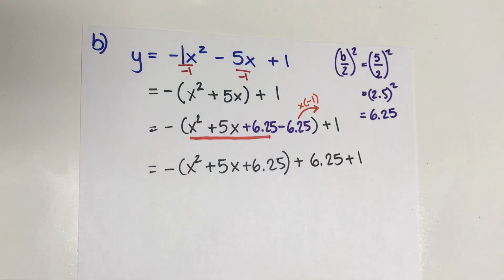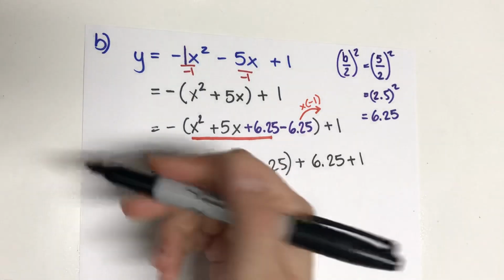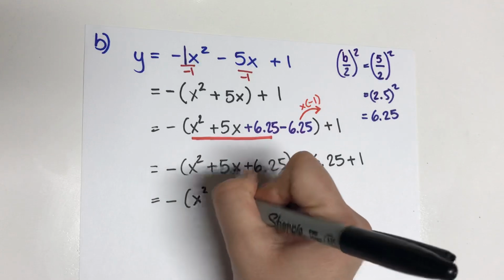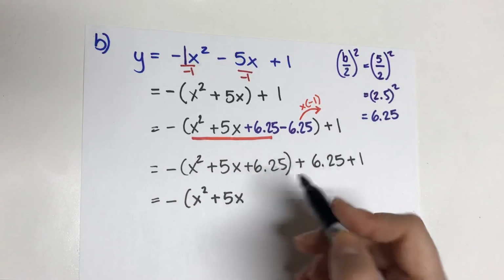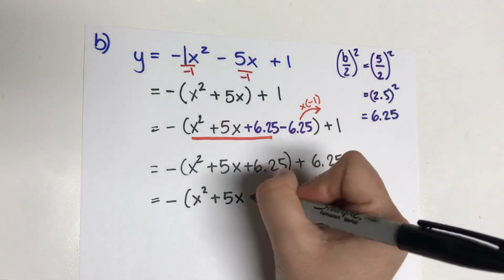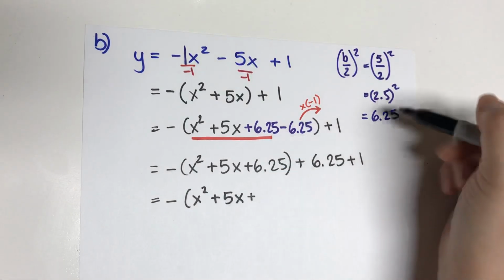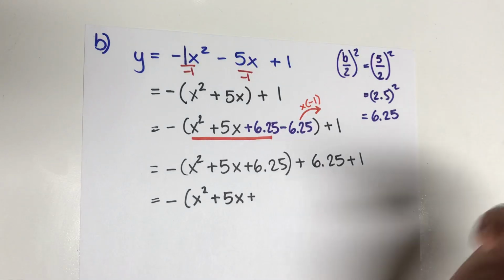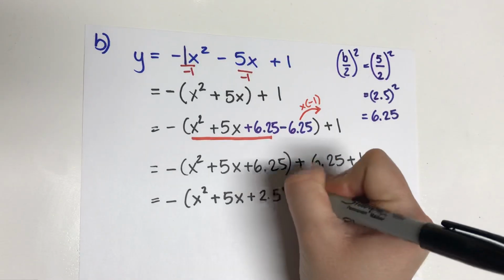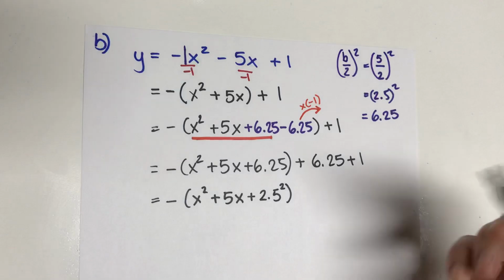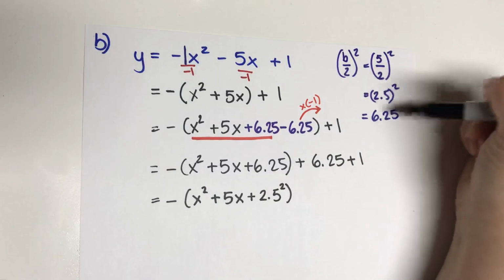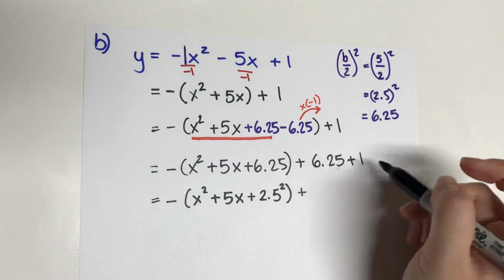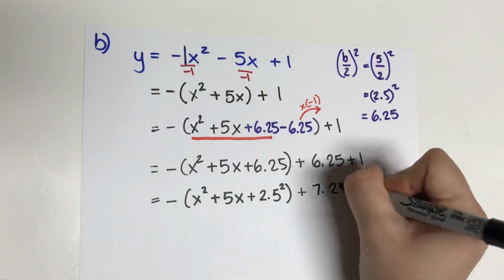You'll notice that here I have my perfect square trinomial. I'm going to do this step again, even though you don't have to. I'm going to write 6.25 as a power, and I can see it up here. So 6.25 is the same as 2.5 squared. Or you can put the square root of 6.25 in your calculator, but you have it up here. Plus, I can simplify this. 6.25 plus 1 is 7.25.